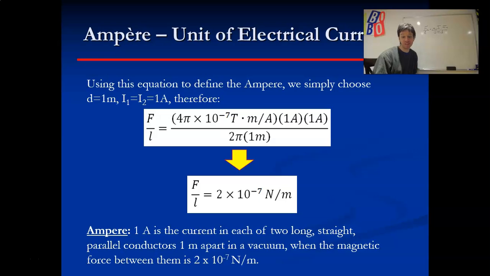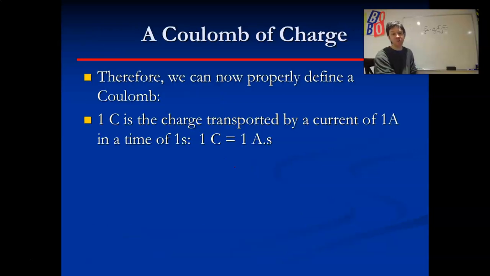Now that we have that definition of current, we can easily say, yeah, 1 coulomb is the charge transported by a current of 1 amp in a second. Now our two definitions don't cause a never-ending loop.